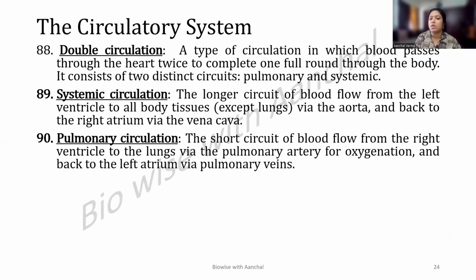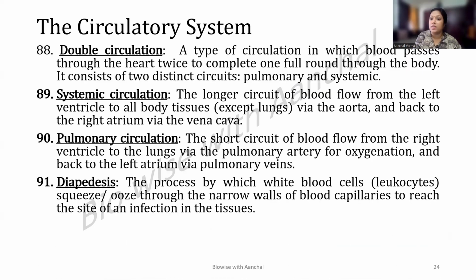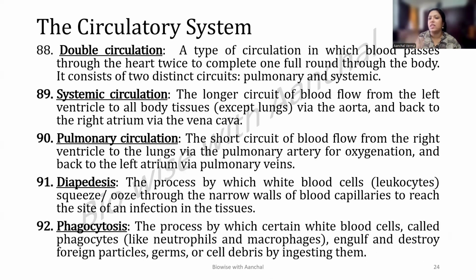Pulmonary circulation, the short circuit of the blood flow from the right ventricle to the lungs via pulmonary artery for oxygenation and back to the left atrium via the pulmonary veins. Diapedesis, the process by which the white blood cells squeeze or ooze through the narrow walls of the capillaries to reach the site of infection in the tissue is called diapedesis. And once they reach, they eat up the foreign particles, that is phagocytosis.